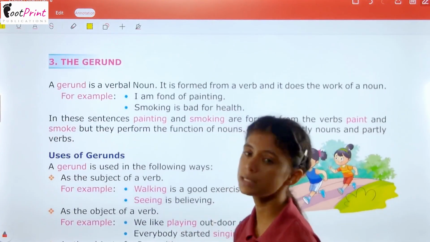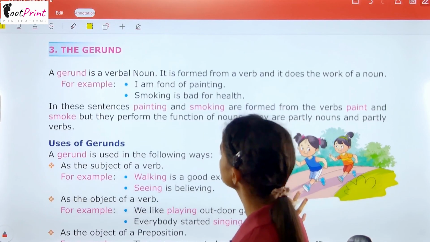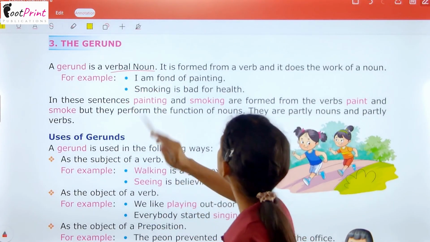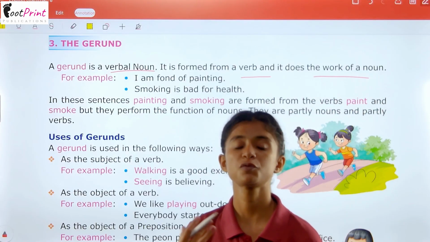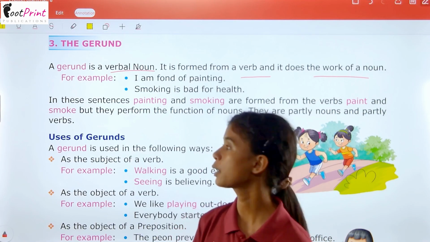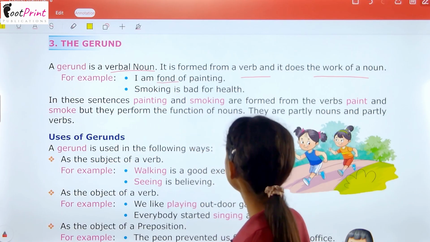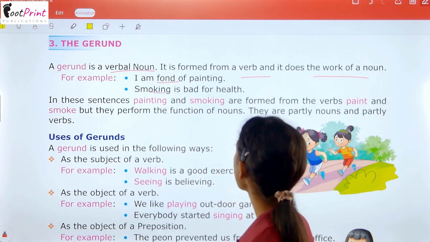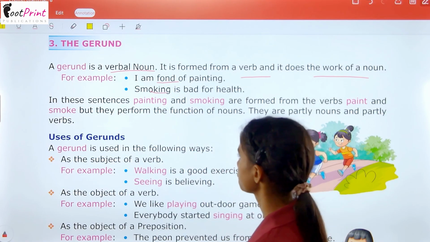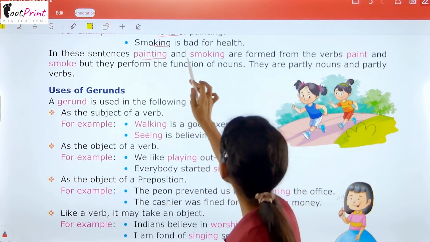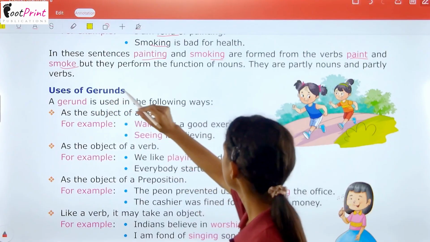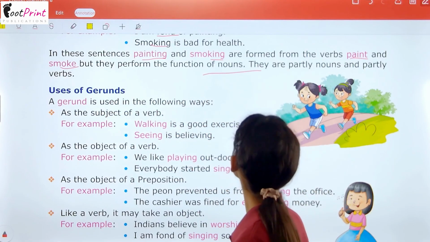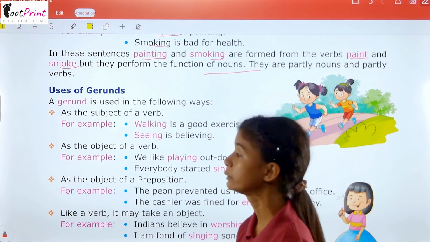Now, let's see the third type of the non-finite verbs, that is the gerund. It is a verbal noun. It is formed from a verb and it does the work of a noun. I am fond of painting. Smoking is bad for health. In these sentences, painting and smoking are formed from the verbs paint and smoke, but they perform the function of nouns. They are partly nouns and partly verbs.